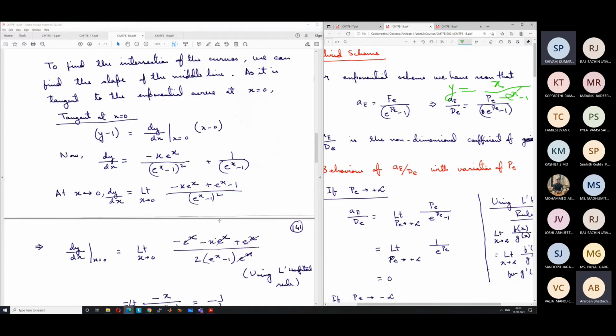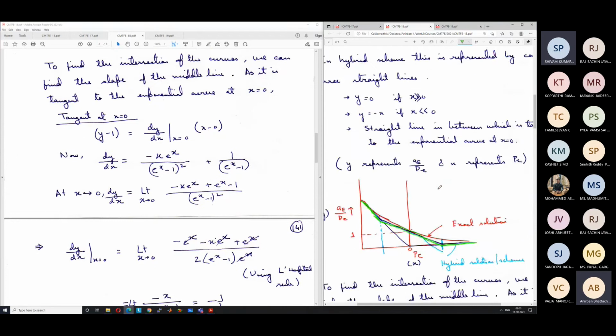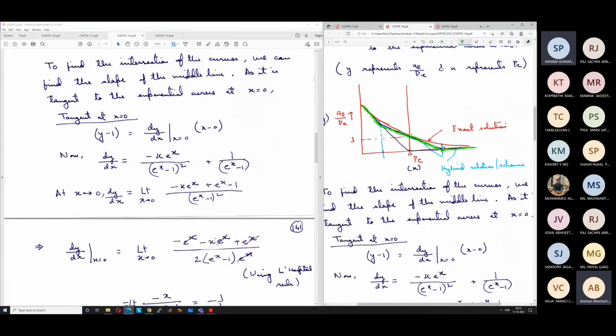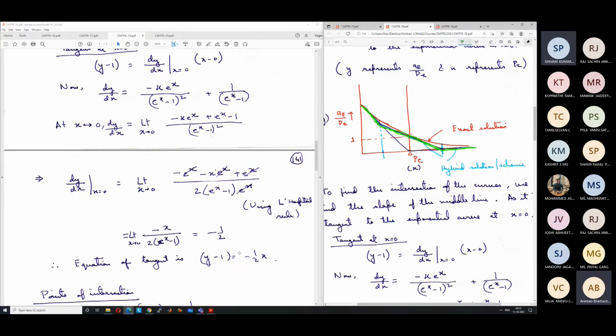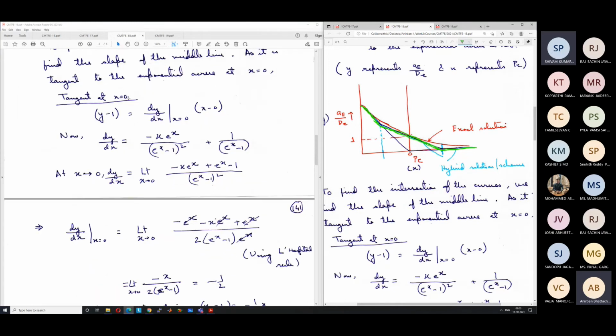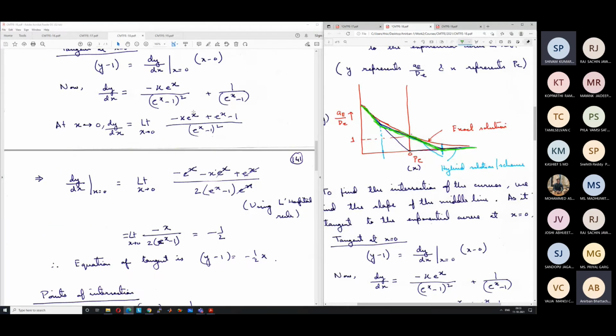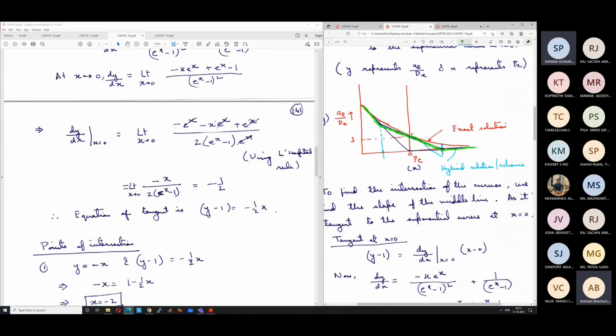Okay. So we can now write the tangent as this line. It goes through the point x equal to 0 and y equal to 1. So y minus 1 is equal to the slope of the line at x equal to 0, times (x minus 0). This is the equation of the tangent. (y minus 1) by (x minus 0) is equal to dy/dx at x equal to 0, which we have found to be minus half. So y minus 1 is equal to minus half (x minus 0), or y minus 1 is equal to minus half x. So this is the equation of that straight line in the middle.